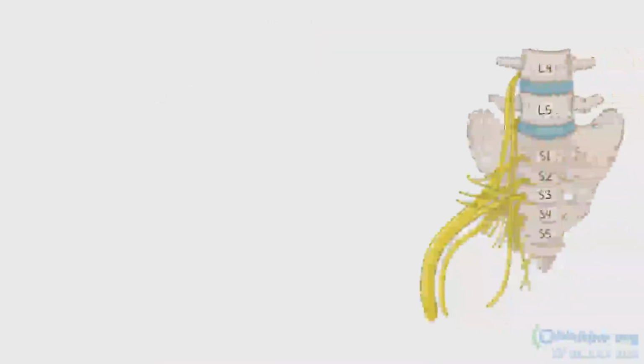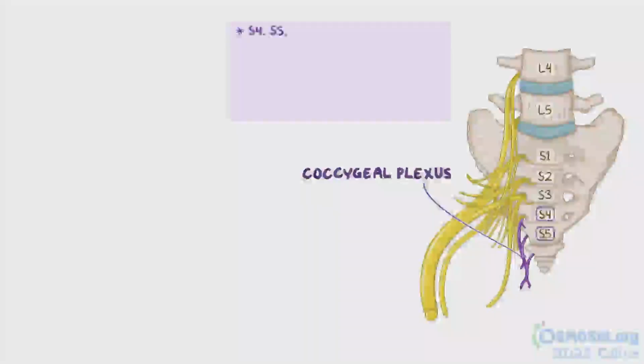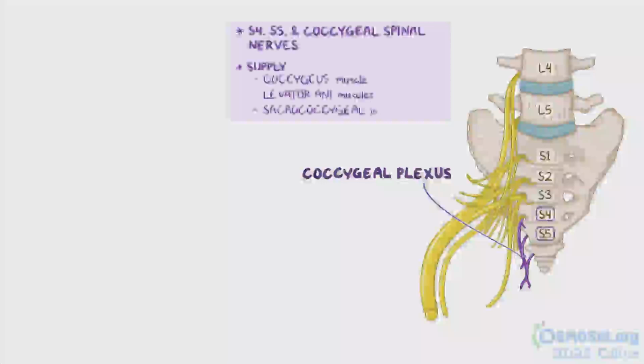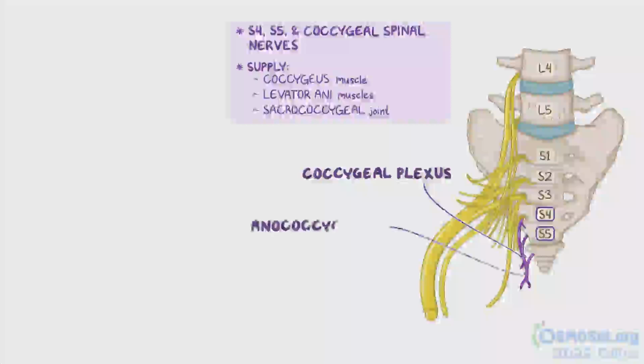And now, just a few words about the coccygeal plexus, which lies on the pelvic surface of the coccygeus muscle. This plexus is formed by the anterior rami of S4, S5, and the coccygeal spinal nerves. Branches of this plexus supply the coccygeus and levator ani muscles and the sacrococcygeal joint. This plexus also gives the anococcygeal nerve, which pierces the anococcygeal ligament to supply a small area of skin between the tip of the coccyx and the anus.